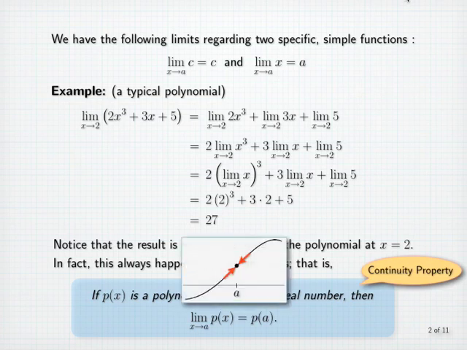We call this the continuity property because it actually does imply that the point a comma p of a, as well as the behavior of the graph near that point, are just as they should be in order for the graph to be continuous there. We'll have a lot more to say about continuity in general in a later lecture.